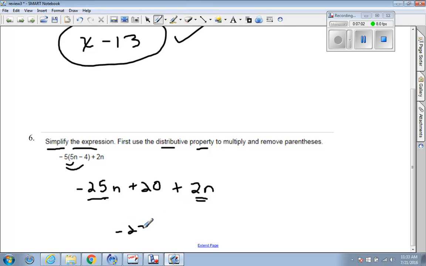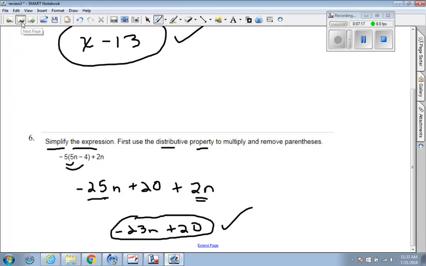And then I've got the plus 20. And then again, knowing when to stop. After you've combined like terms, you're done. It's not an equation. You're not solving anything. Okay? Head to the next one.